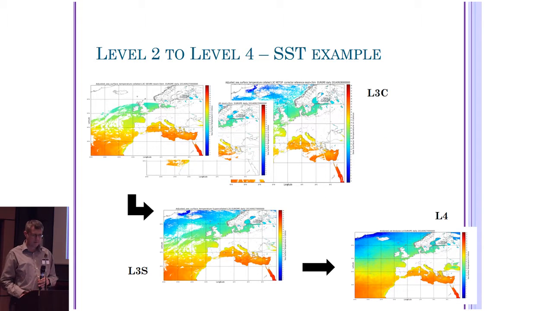So that was level 3C. You can also go further and produce an L3S file, which is a super collated file where you combine together data from multiple different instruments. But even then, you've still got gaps due to clouds. And to get over that, you can do a level 4 analysis, which interpolates between those gaps to produce a complete field.